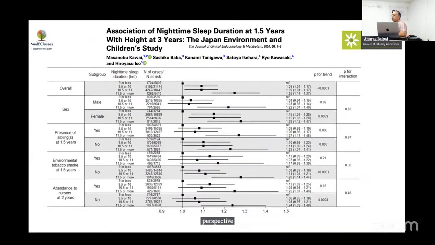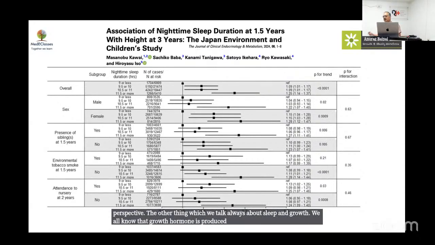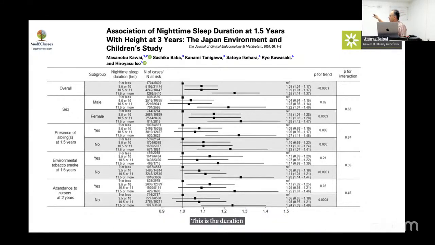The other thing which we always talk about is sleep and growth. We all know that growth hormone is produced at night time, the REM sleep and NREM sleep and all those parameters. This was a very elegant study in young children. So we're talking about 1.5 years. This is the sleep duration at 1.5 years, and what has the impact at 3 years?